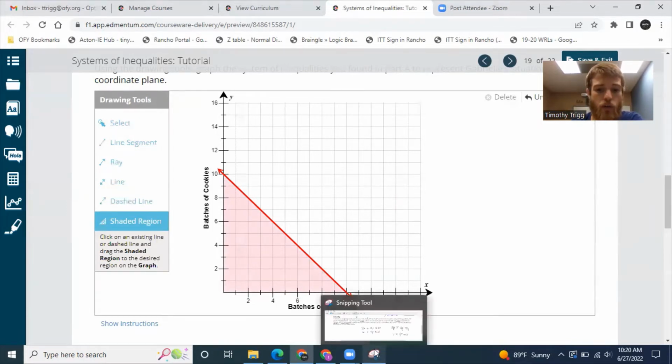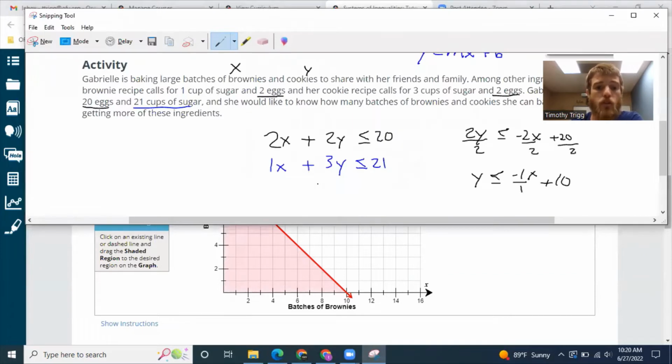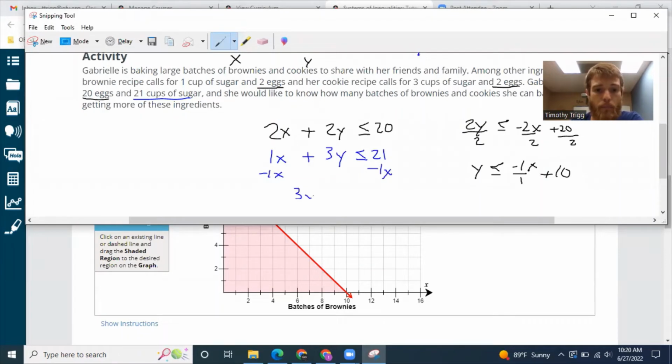Let's try the second inequality. Once again, we want to get y by itself. So the first thing I'm going to do is subtract 1x on both sides of the inequality, giving us 3y is less than or equal to negative 1x plus 21.